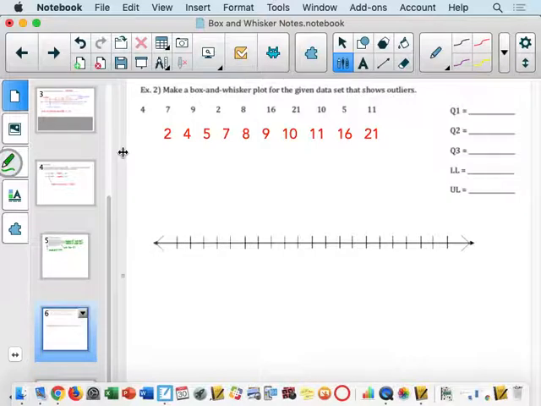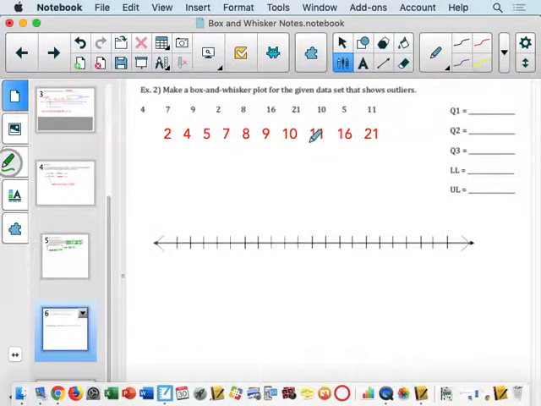Obviously, as you're going through here, sometimes it helps to cross them off as you write them down. And hopefully this goes without saying, count the number of original data pieces you have, and then count the number of pieces when you put them in order. Make sure you didn't skip anything. You would hate to do the whole entire box and whisker plot wrong just because you didn't rewrite this list correctly.